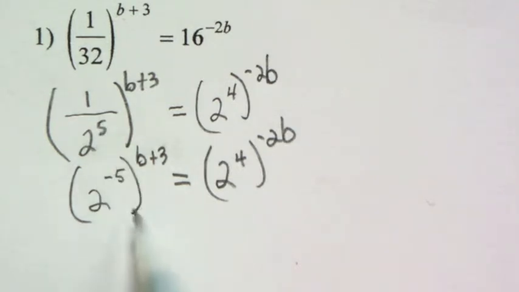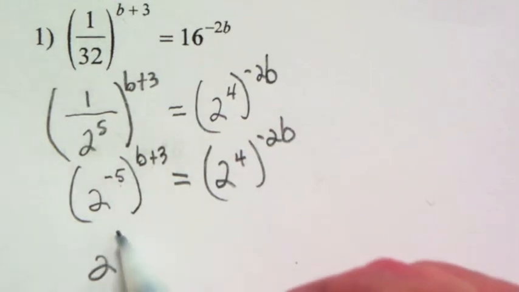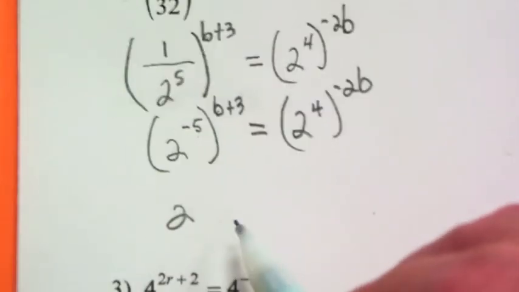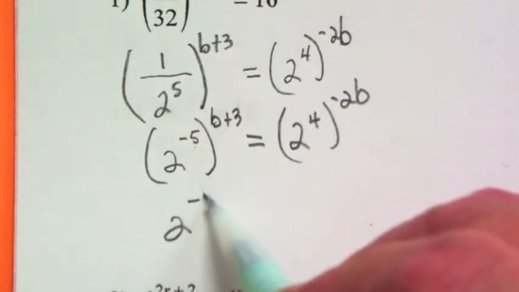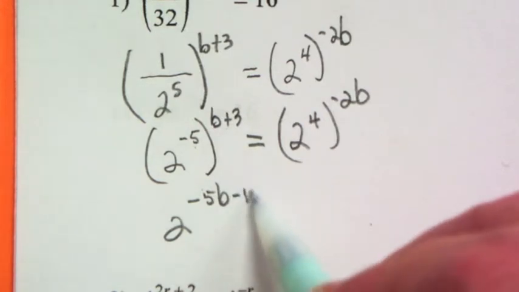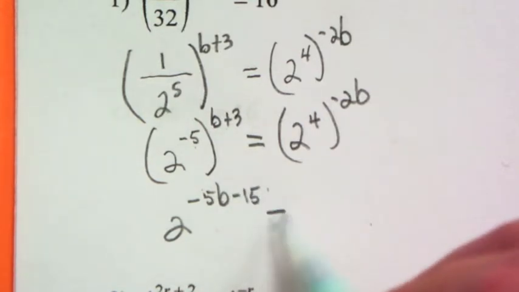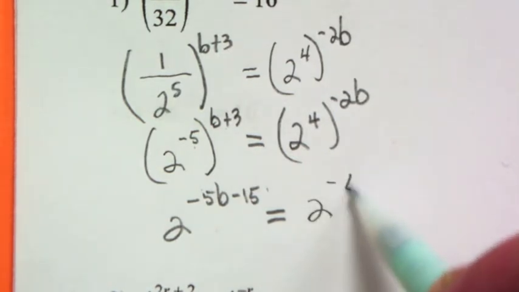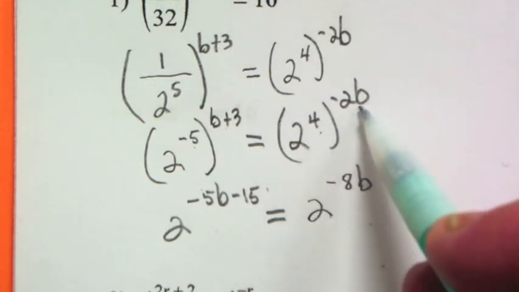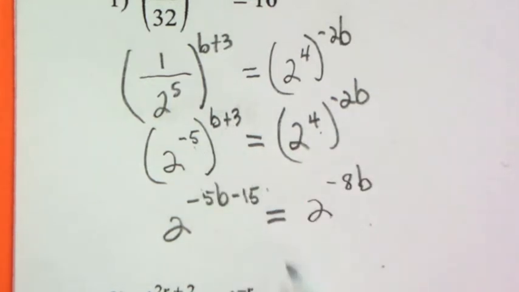This and this are the same. Now this is power rule and this is power rule. As you can see, they both have the same base, and that way I don't have to use logarithms. So I'm going to use the power rule. I'm going to multiply this times that, like the distributive property, and I get 2 to the minus 5b minus 15 equals 2 to the minus 8b. It's just this times that and this times that, distributive property.